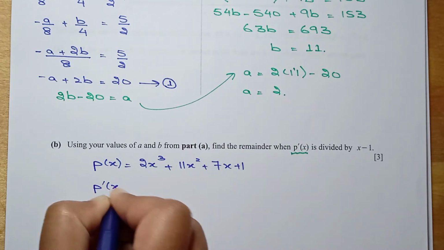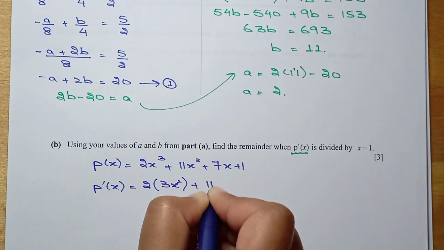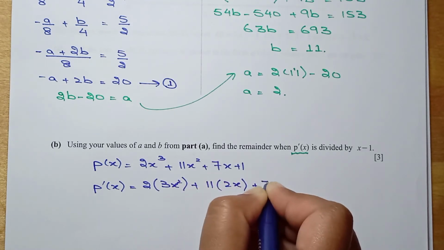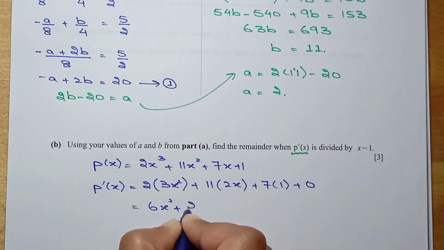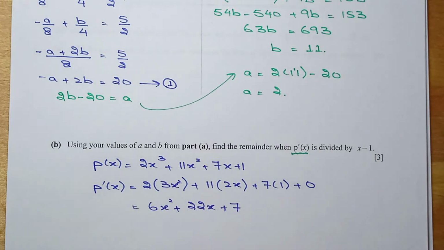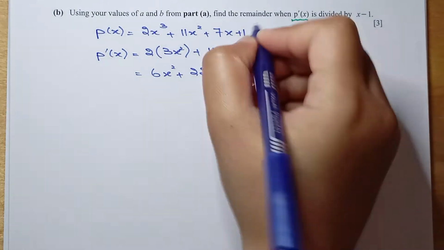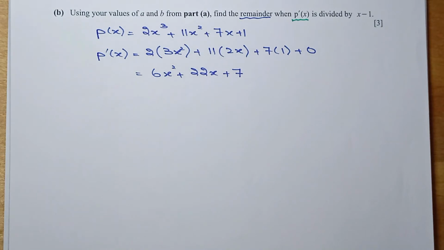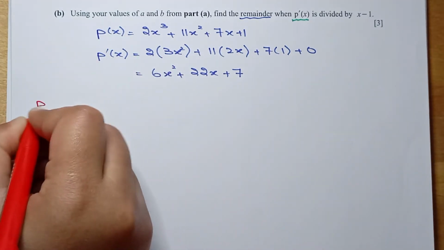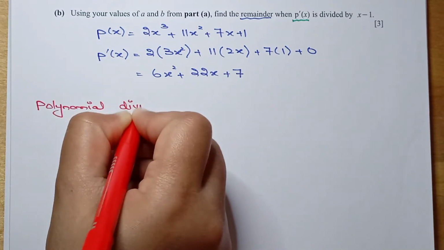So p prime of x will be 2 times 3x squared, plus 11 times its derivative 2x, plus 7 times its derivative 1, and the constant's derivative is 0. So 2 times 3 is 6x squared plus 11 times 2 is 22x plus 7. So this is the derivative of the polynomial. Now we need to find the remainder when p prime of x is divided by x minus 1. So here we are going to use the polynomial division method.